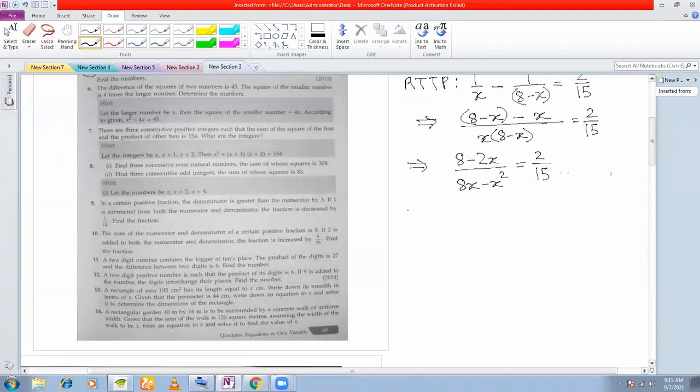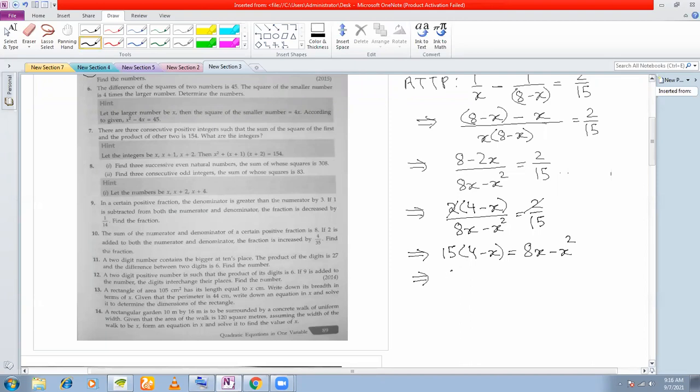Now, before you cross multiply, you can simplify your job a little. That is, you can take 2 common in the numerator, so that now this 2 and this 2 are going to cancel. Now that simplifies your job a little. Now you can cross multiply. So you get 15 times 4 minus x is equal to 1 into 8x minus x squared. 15 into 4 is 60 minus 15x is equal to 8x minus x squared.